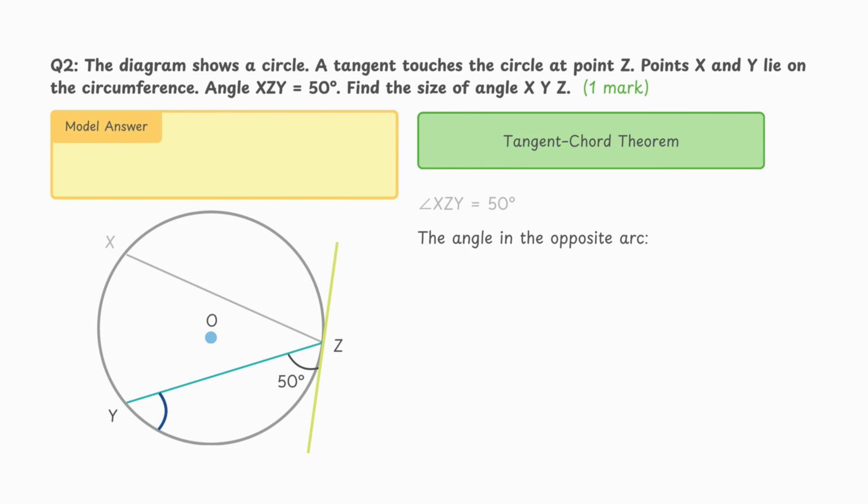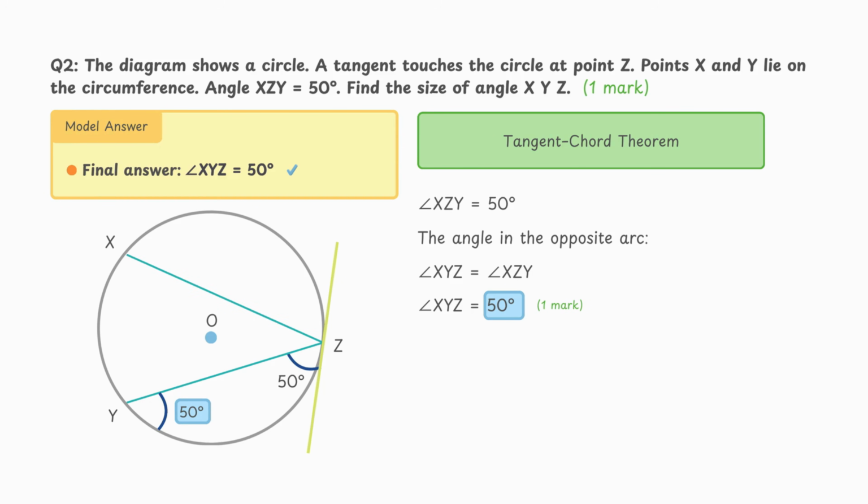Now pause for a moment and picture this clearly. Both angles are seeing the same curved part of the circle. That is why they are equal. So we can say angle XYZ equals angle XZY. And since angle XZY is 50 degrees, angle XYZ must also be 50 degrees. This earns the mark. So the final answer is angle XYZ equals 50 degrees.